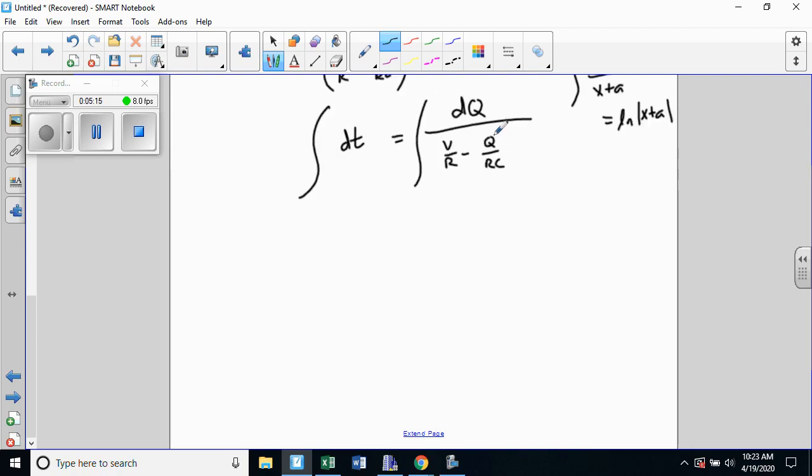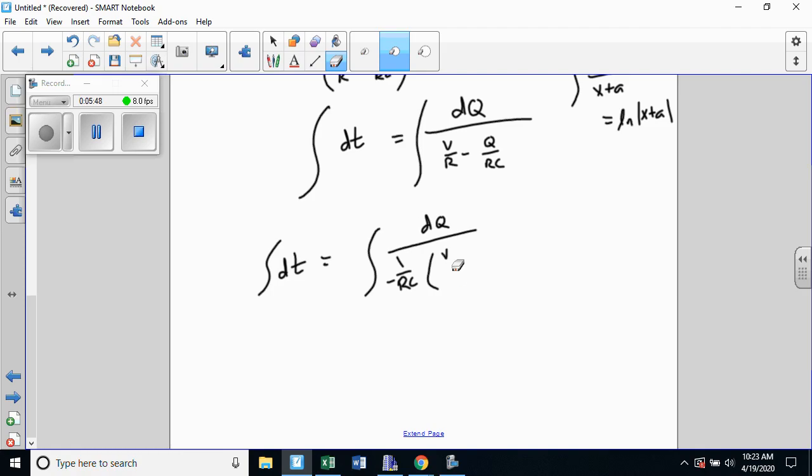So I'm going to definitely pull out a minus 1 over RC. Pulling out a minus 1 over RC is going to give me that plus Q that I need right here. So on the bottom, integral dt is equal to the integral of dq. I'm pulling out a minus 1 over RC. And when I go ahead and multiply here, I'm going to get V, looks like V times C. Would you agree with that?